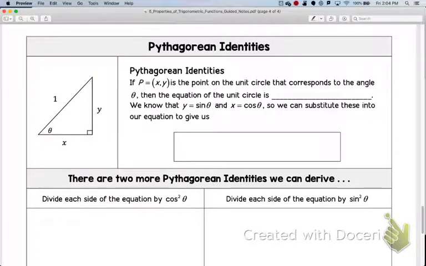Okay, so if we again let P be some point x comma y on the unit circle that corresponds to the angle theta, then the equation of the unit circle we know is x squared plus y squared equals 1 squared, which in this case is 1. Then we know that y is sine of theta and x is cosine of theta, so we can substitute these values, which gives us the equation sine squared theta plus cosine squared theta is equal to 1. That's called our Pythagorean theorem identity. And then we can manipulate that and play around with that some more.